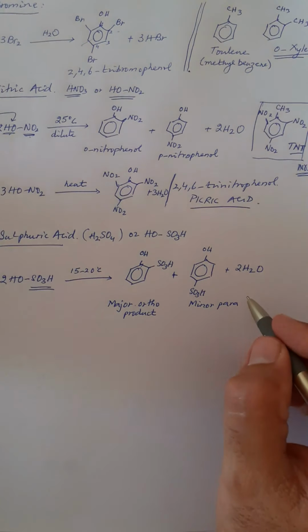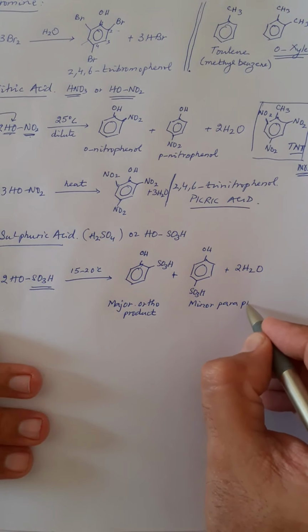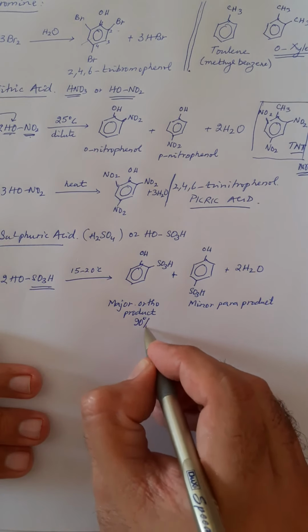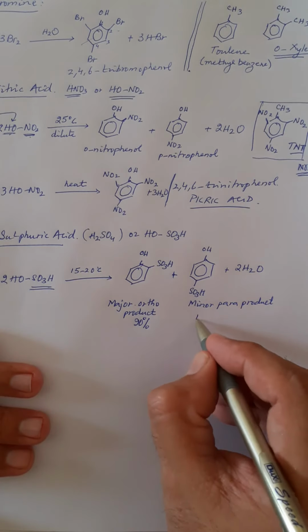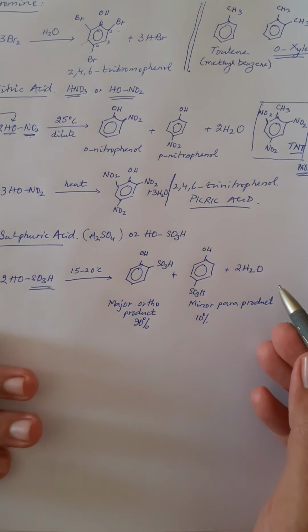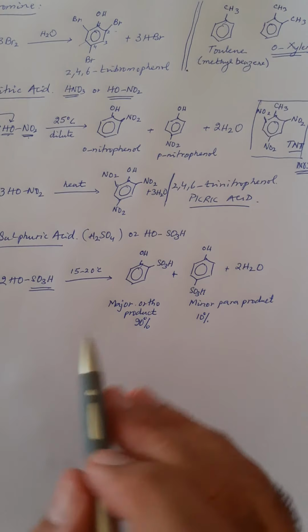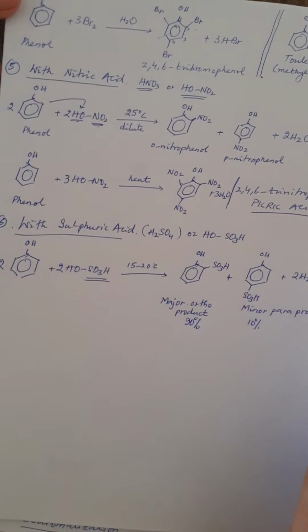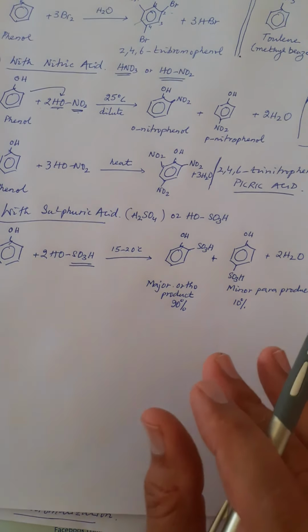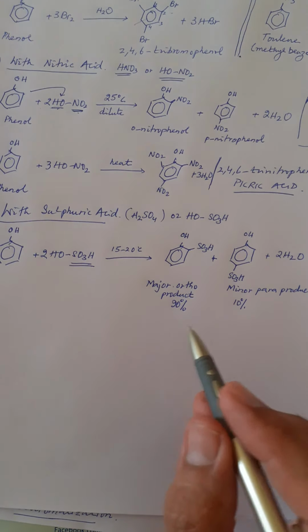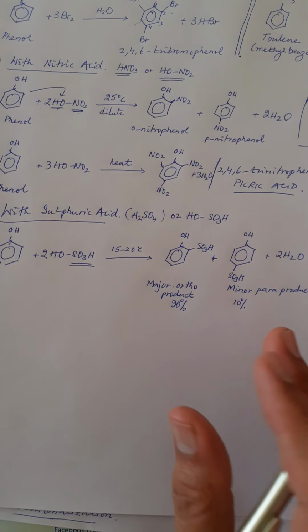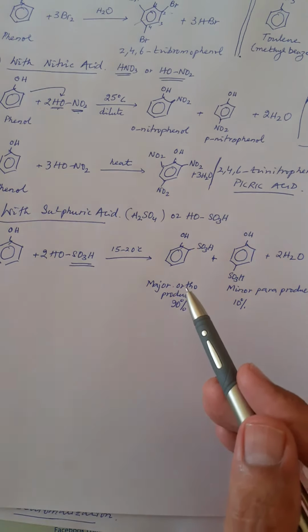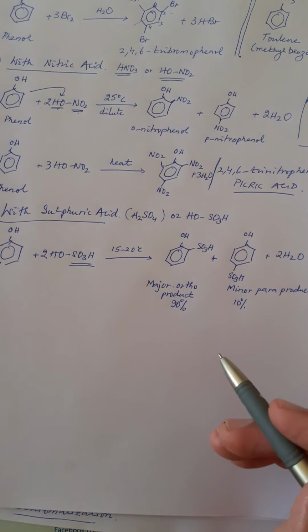The reaction gives a mixture of products. But let's say if 90% of the product is the ortho one, the 10% product is the para one. This happens at room temperature. When phenol reacts with sulfuric acid at room temperature, you get major ortho product and minor para, which means if it contains 90% ortho product, it will be 10% para product.